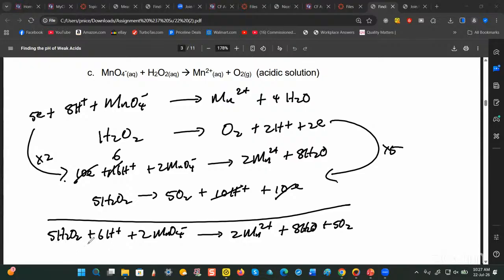Starting off with the hydrogens, we have 10 plus 6, 16. 8 times 2, 16, so that's balanced. In terms of the oxygens, we have 10, 5 times 2, 10, plus 2 times 4, 8. So that's 18 oxygens on the left side. On the right side, we have 8 plus 10, 18. So the oxygens are balanced. The manganese, we have 2 manganese here and 2 manganese here, so that's balanced. And then as far as the charges are concerned, we have 6 plus charges minus 2, so that's plus 4. And here we have 2 times plus 2, plus 4. So we now know that this equation is balanced.